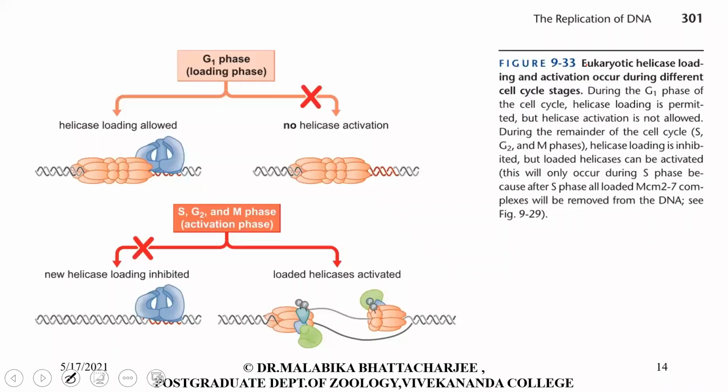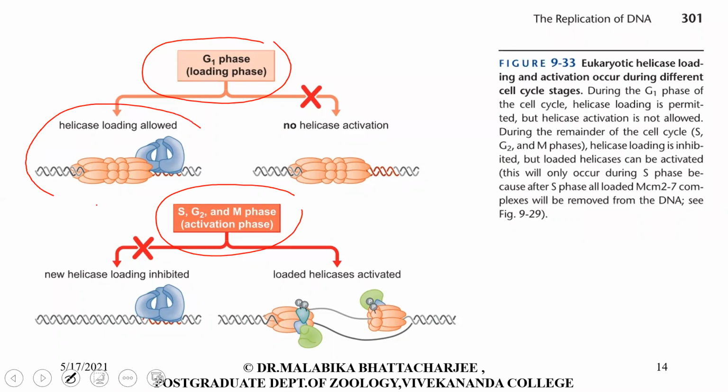As I said, there are two phases of DNA replication. One is the G1 phase loading and one is the activation phase. Helicase loading is allowed only in G1, but the activation of helicase is not allowed in G1. We discussed that. And again, the loaded helicase is activated in S phase. Once the activation has occurred, replication has occurred, and the helicase has opened up. Fresh loading cannot take place, as you can see, in S, G2 and M phase. Fresh loading is not allowed in these three phases.